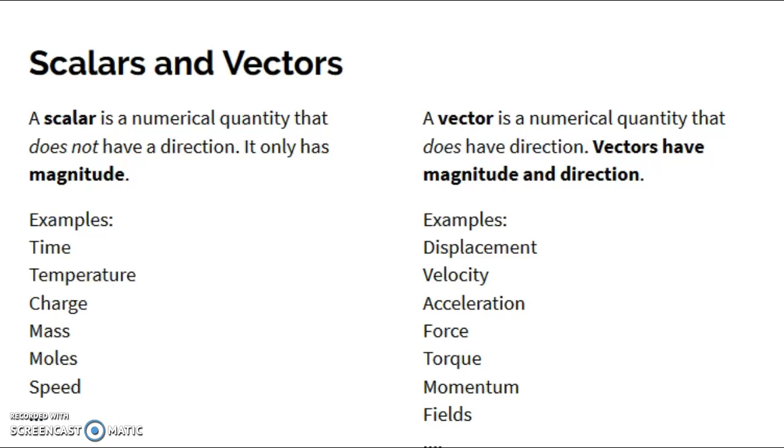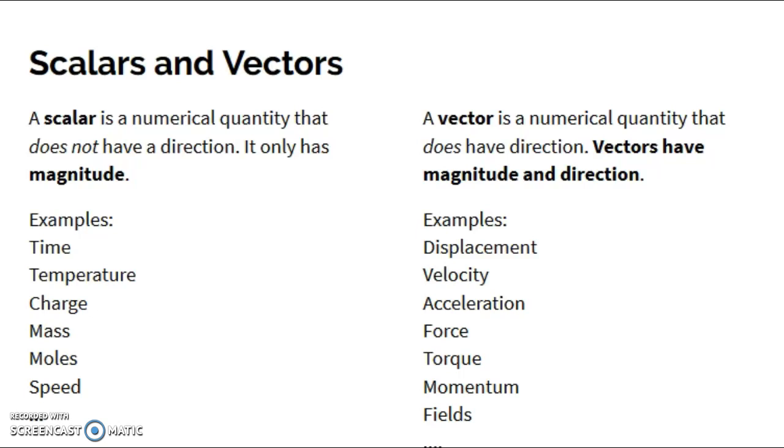So examples of this would be time, temperature, charge, mass, moles, speed. Some of these quantities you may not be familiar with, but for example, time you can say, oh, it is 3 o'clock. Or you could say, oh, it took 5 seconds to do such an action. Right? So those are scalar quantities. There's no direction associated with it, but yet they're still units. Now, a vector quantity is a quantity that has both a numerical value and a direction.